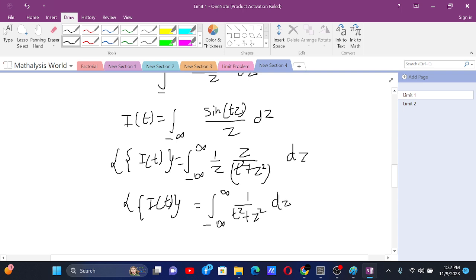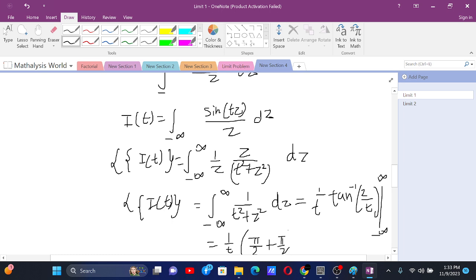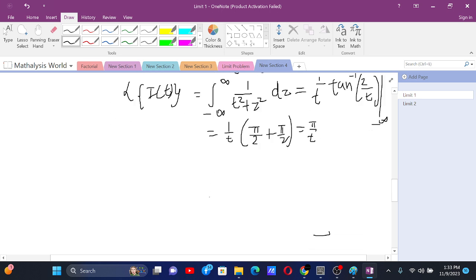And now it's in the world of g, so t is a constant, so we get 1 by t tan inverse of g by t, going from negative infinity to infinity. So this is 1 by t. At infinity it's pi by 2 minus minus pi by 2, so that's plus pi by 2. So this is pi by t. So the Laplace transform of the integral gives pi by t.